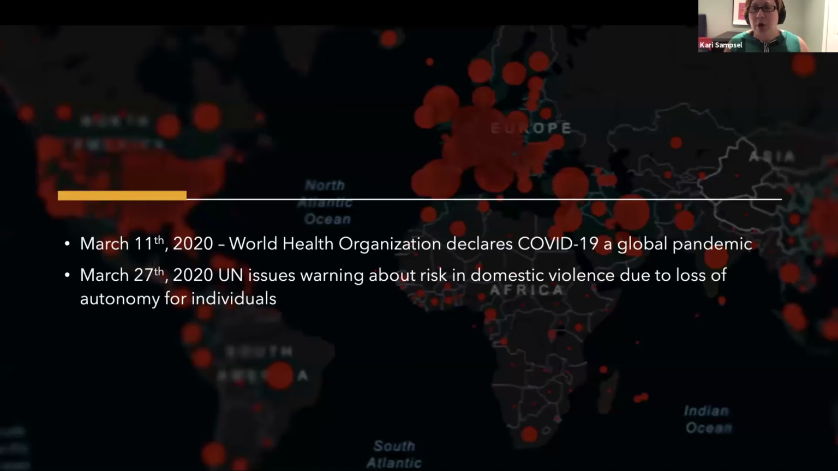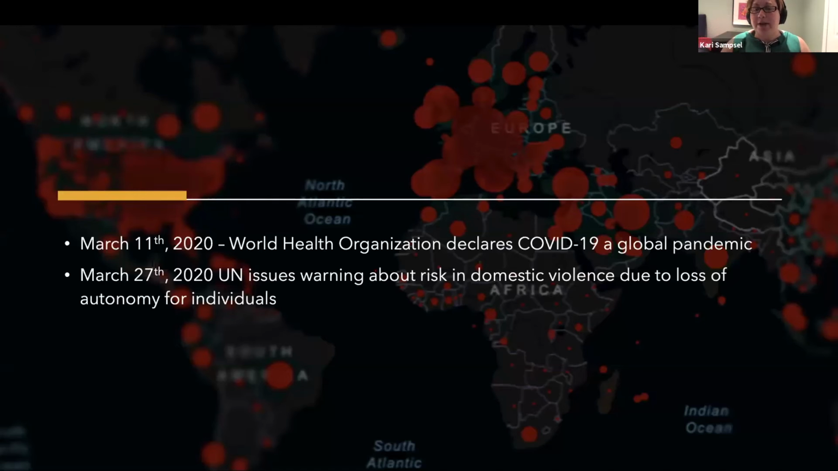So, as we all remember from last March, the World Health Organization declared a global pandemic, and the UN shortly afterward issued a warning about risks of domestic violence due to loss of autonomy for individuals. And the stressors put on the world by the pandemic are known to be increased stressors and worries for domestic violence risk factors.